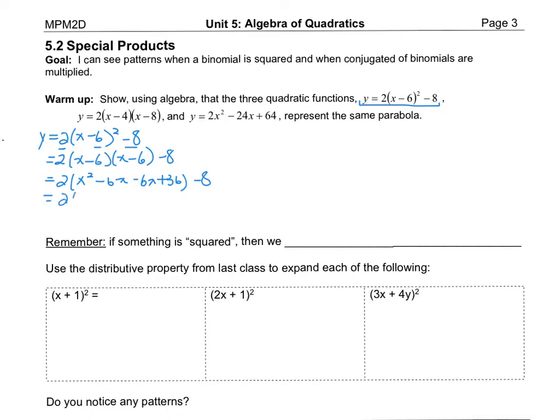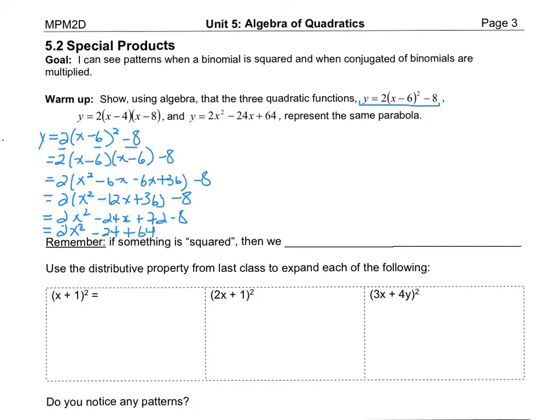I'm going to collect those like terms in the bracket. So that's going to give me a minus 12x, putting those two minus 6x's together. And then we still have the minus 8 on the end of this. I'm going to multiply the 2 through the bracket. 2x squared minus 24x, and then 2 36's is 72. And we've got the minus 8 on the end of that, and then I can collect those like terms. Minus 24x. Put the 72 with the minus 8. That's going to take us down to plus 64.